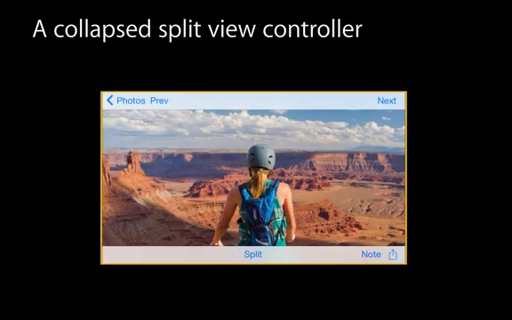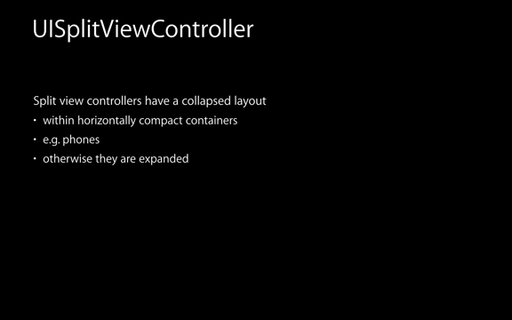On the other hand, this is a collapsed split view controller. You'll notice that the display mode button item that was on the left side is gone. You can no longer show the primary and secondary controllers together. They've been collapsed, and you can get to the primary controller by hitting the back button up on the top left corner. That's the difference between a split view controller in its collapsed state and its expanded state. It's important to know that split view controllers by default are collapsed when they're in horizontally compact containers. So by default on a phone, if you use a split view controller, it's going to appear in this collapsed state.